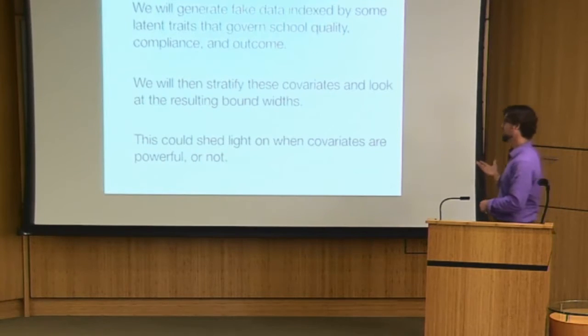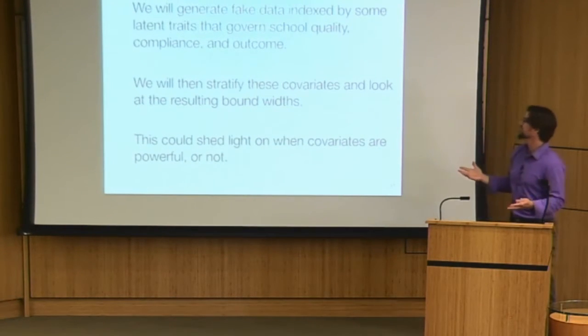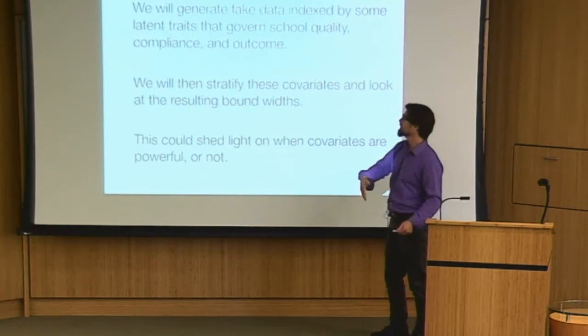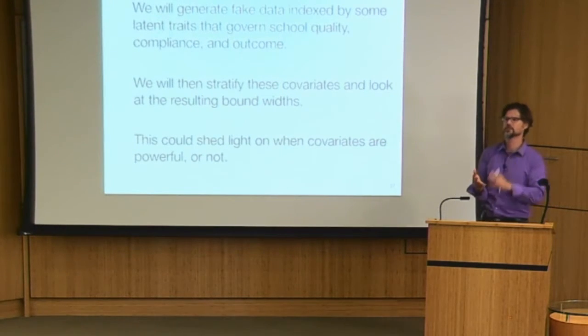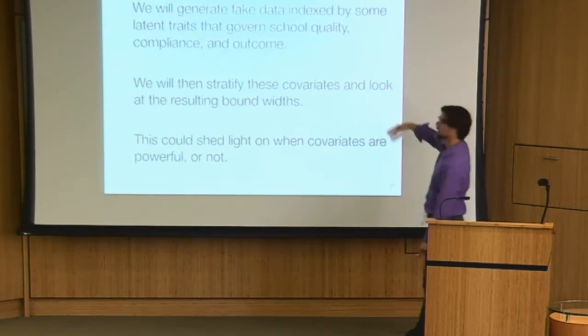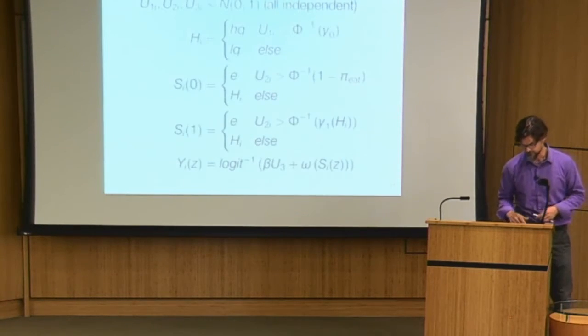To evaluate those trade-offs, we did a simulation study where we just generate data indexed by some latent traits that govern what school quality you're going to go to, whether you're a complier or not, and what your outcome is generally. Basically, the latent traits represent student ability and social context. And then we're going to stratify on these covariates and look at the resulting bound widths to see when these covariates are good.